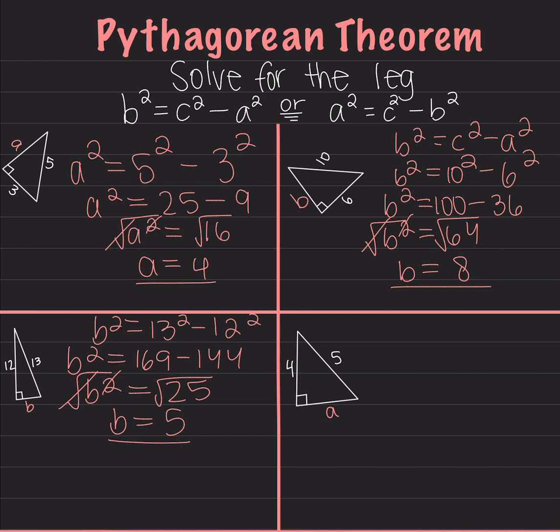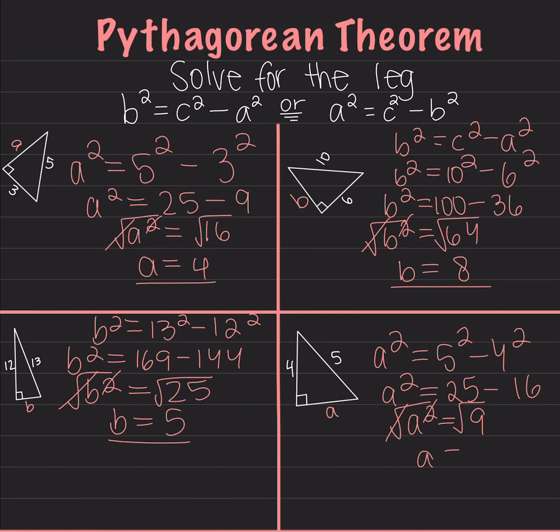equation over here. A squared equals c squared, which is 5 squared minus 4 squared. Next, we're going to go ahead and simplify 5 squared minus 4 squared, which is 25 minus 16. Next, we are going to subtract 25 minus 16, which is 9. And our last step is to take the square root on both sides. The square root of 9 is 3, so a equals 3. And this is on how to solve the leg in the Pythagorean theorem.